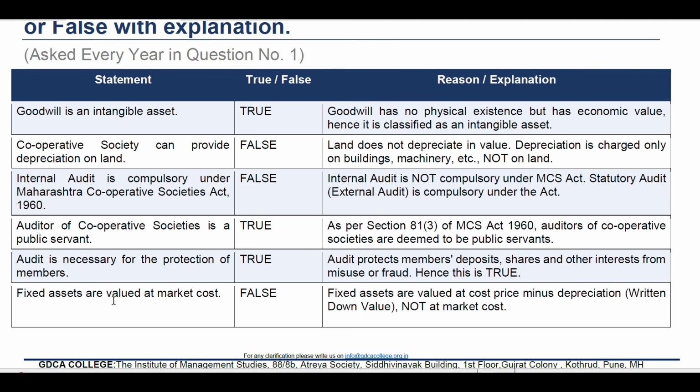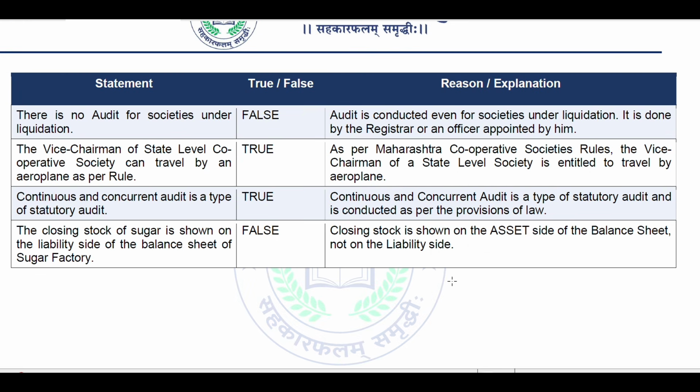Next, fixed assets are valued at the market cost. False, because fixed assets are valued at the cost price minus depreciation, that is written down value, not at the market cost. Due to which it is false. Next, there is no audit for societies under liquidation. It is false. Audit is conducted even if the society is under liquidation. It is done by the Registrar or an officer appointed by the Registrar, or the RCS of the city.